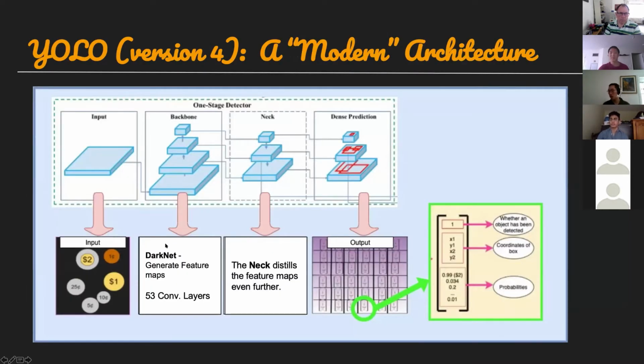But the secret to YOLO version 4 is its architecture. YOLO version 4 consists of mainly 3 parts: the backbone, the neck, and the dense prediction. The backbone can be any deep convolutional network and is responsible for generating the first feature maps. In our case, we use the Darknet model, which is pre-trained and 53 convolutional layers deep. The neck further distills these feature maps. And finally, the dense prediction turns these feature maps into classification predictions and bounding box locations.